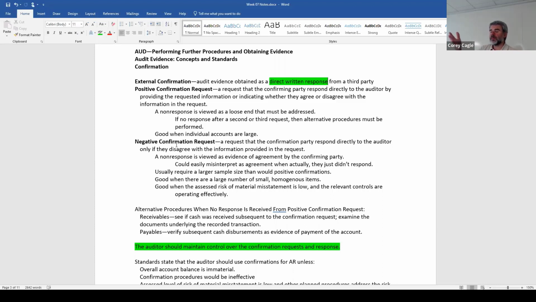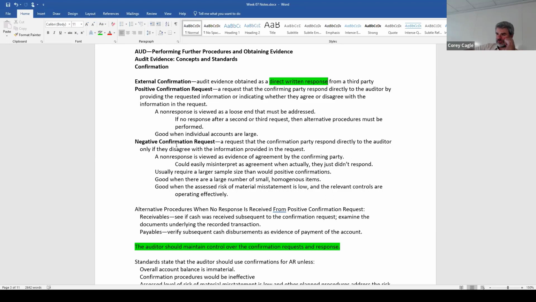So, with the positive confirmation we mentioned, loose end, if they don't respond, second request, third request, if they still don't respond, we need to figure out a different way to get at it. What might we do? If it's a receivable, see if the cash was received later on. That's a quick and easy way to do it, if there's been time for it to be done. Payables, verify that what they're showing as payable was actually paid. If we're far enough into the next year, hopefully that's already been dealt with, and that can be our evidence that it was fine.